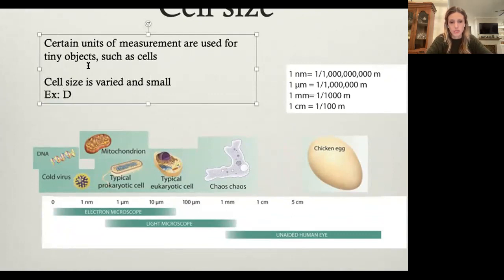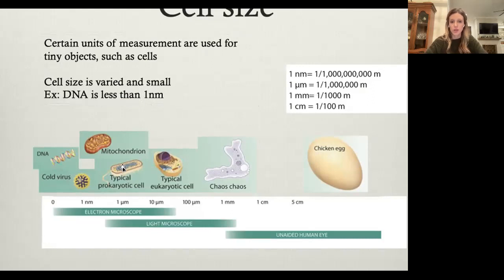So example, DNA is less than 1. Okay, so that's what I want you to write for that. And cool. So that is the last slide of notes.